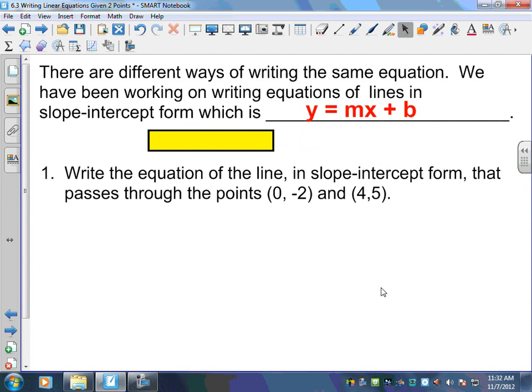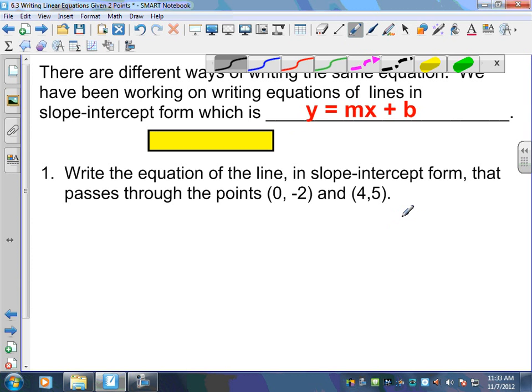6.1, they gave us the slope and the y-intercept. 6.2, they gave us the slope and 1 point. Now they're going to give us 2 points. So this is what you do.